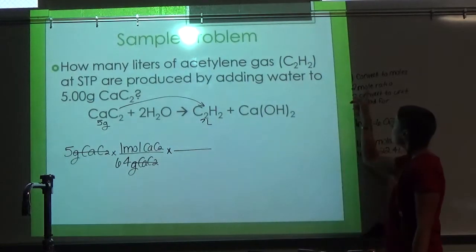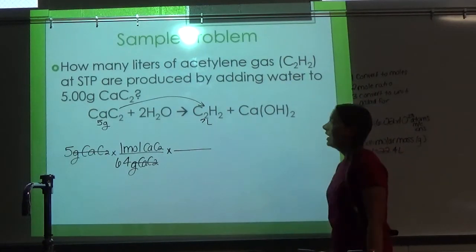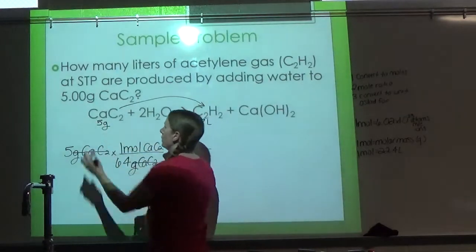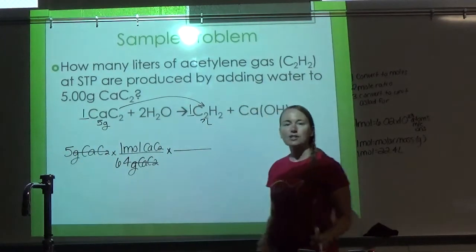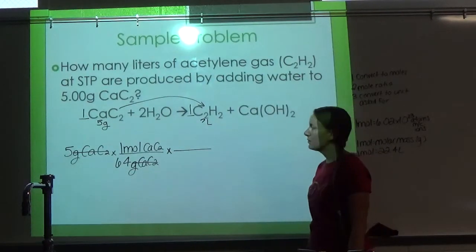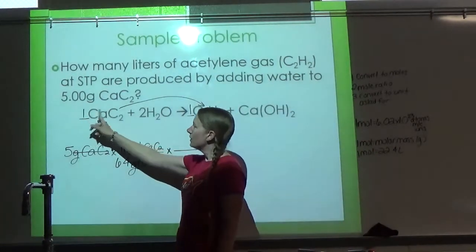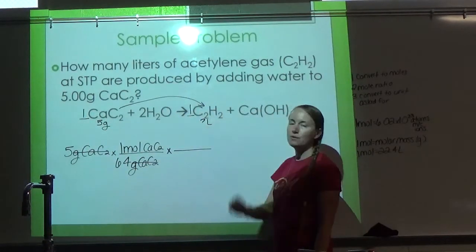Step 2 is mole ratio. That's what we learned in the previous lesson video. Remember, you pull the coefficients. Technically there's a 1 here, technically there's a 1 here. So the mole ratio is 1 mole equals 1 mole. 1 mole of CaC2 will produce 1 mole of C2H2.